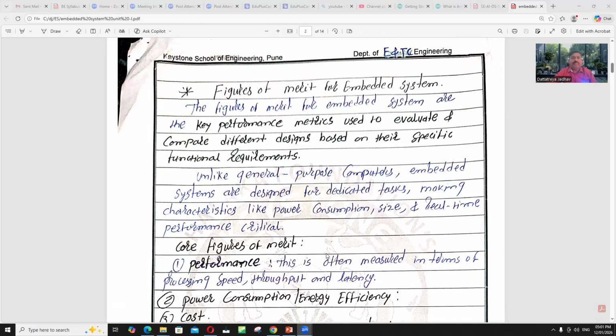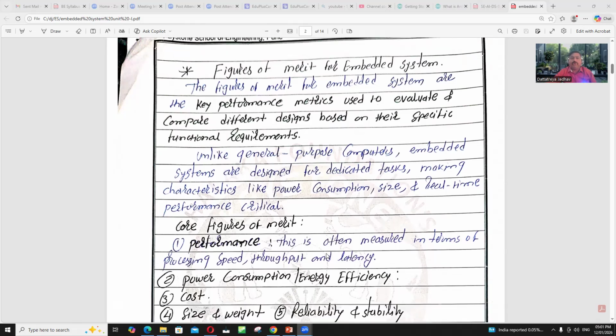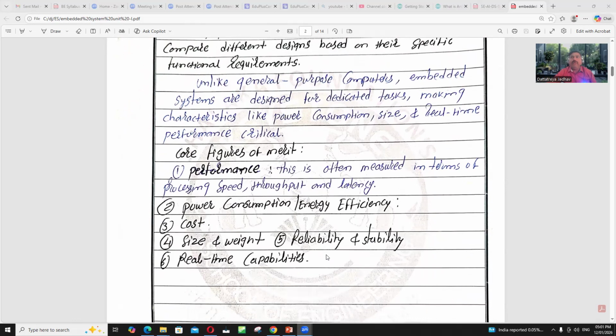So depending on a number of things, whatever we learn in the characteristics of embedded systems, we verify in the figure of merits. The first figure of merit considered with an embedded system is performance. We know that if the performance is 100%, at that time the reliability of that system will be increased. This is often measured in terms of processing speed, throughput, and latency.